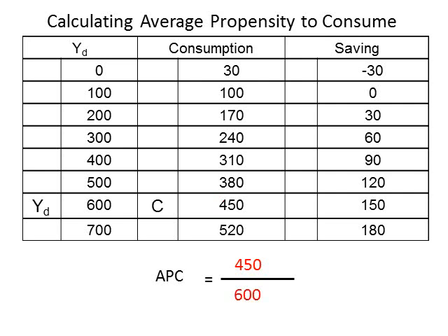Our next step is to divide 450 by 600, and this gives us 0.75. This means that at $600, a person consumes on average 75% of their income.